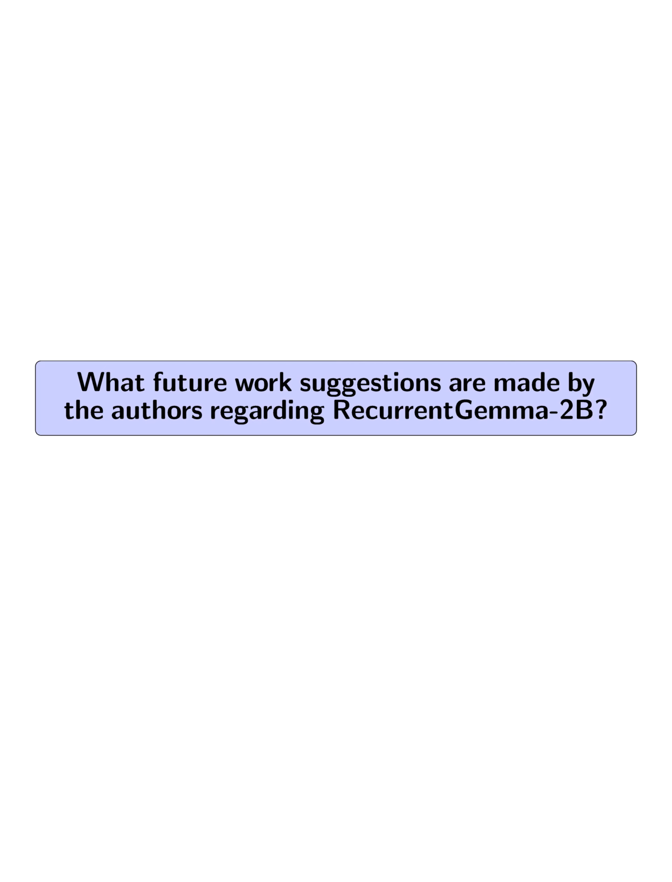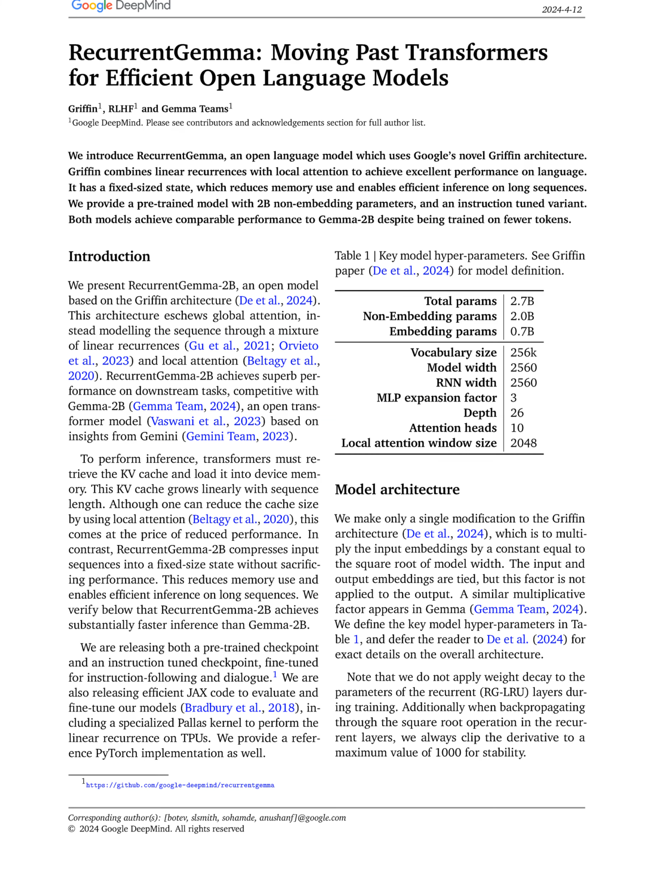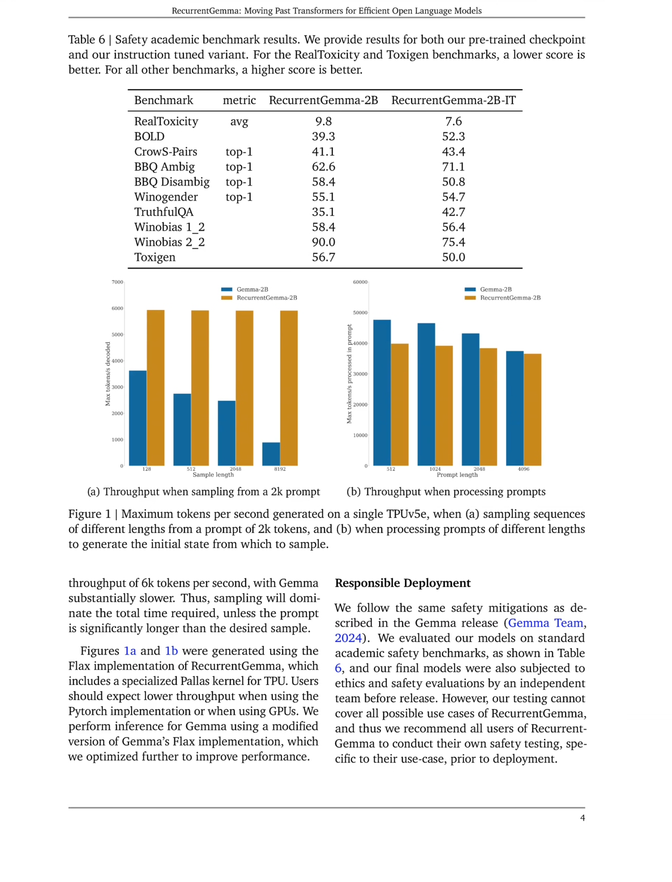What future work suggestions are made by the authors regarding RecurrentGemma 2B? The authors suggest future work for RecurrentGemma 2B, including exploring larger model sizes and training on more diverse datasets to potentially improve performance further. They also mention investigating different tokenization strategies to optimize model parameters and efficiency.